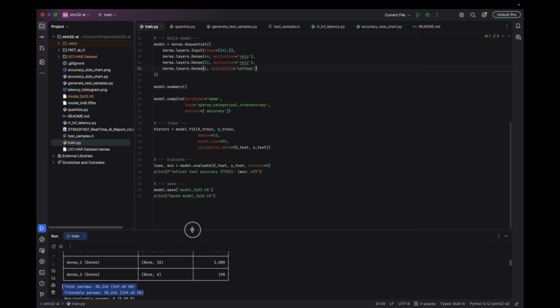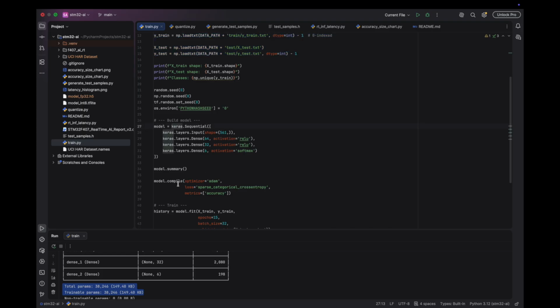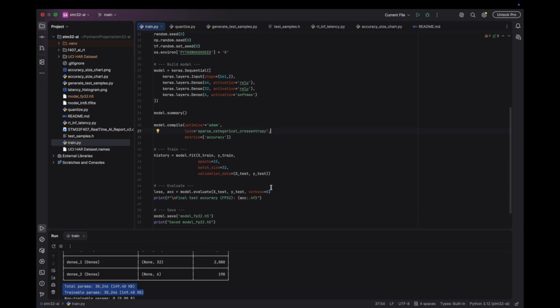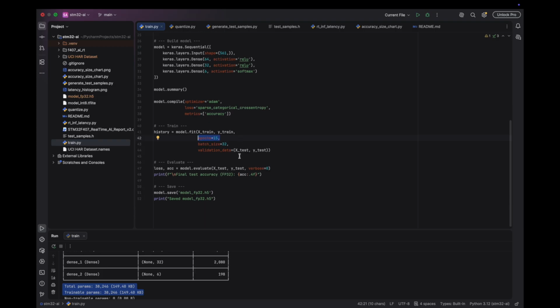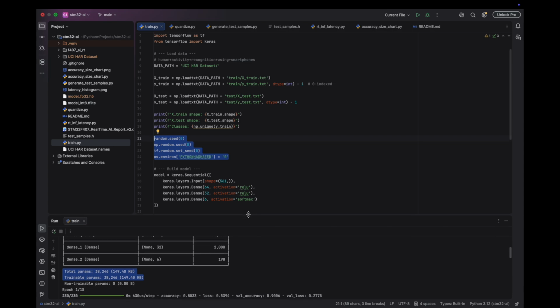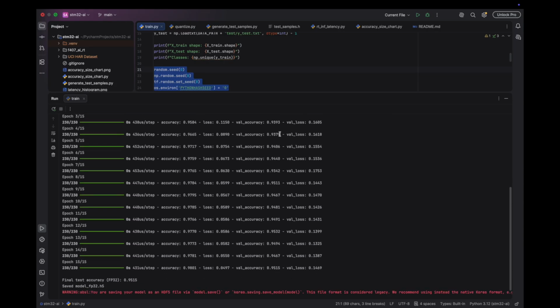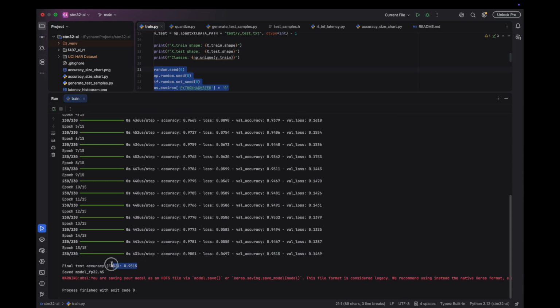For training, I used NumPy to load the dataset, and Keras handles the rest. I compiled the model with the Adam optimizer and sparse categorical cross entropy loss, then call fit for 15 epochs. I set a fixed random seed across NumPy, TensorFlow, and Python's random module, so anyone who runs this is going to get exactly the same result. Training takes about 15 seconds on my laptop, and the final accuracy on the held out test set is 95.15%.